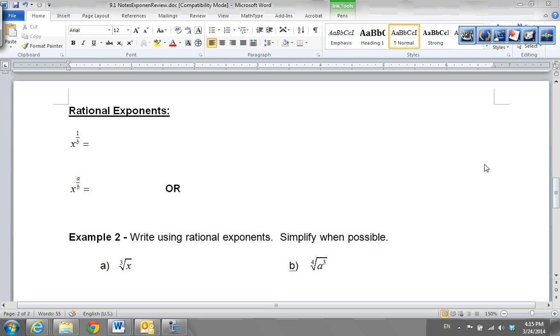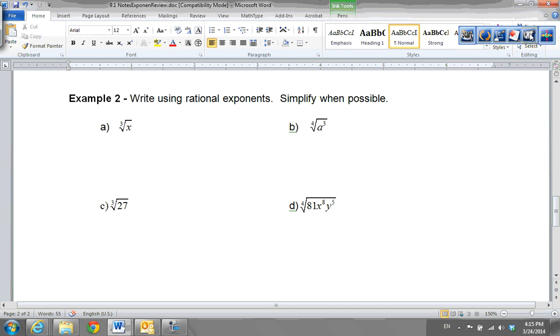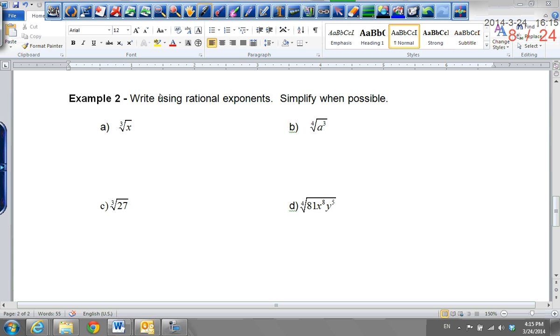All right, so a couple of examples of that, and then we'll go the other way, and then we'll be done. So A, this is x to the 1/3. B would be a to the 3/4. C, 27, that would be 27 to the 1/3, or just 3, right? What times what makes 27?